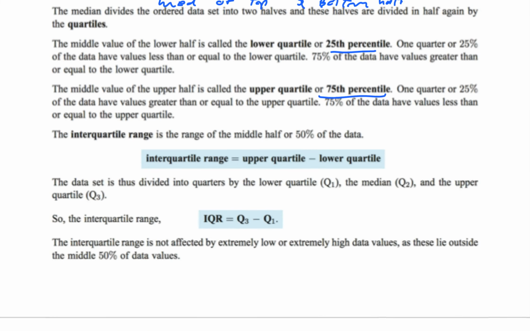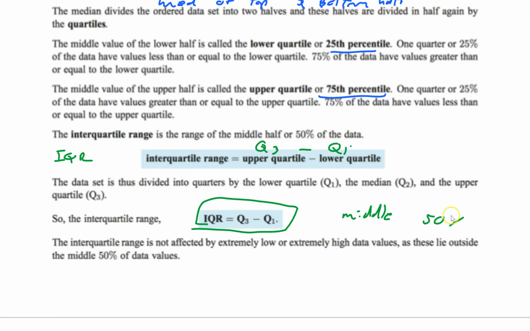The interquartile range. It's a fancy name for a lot of IQR, we call that. It's a fancy name for Q3 minus Q1. Upper quartile minus lower quartile. So you see it right here. It lets you know where the middle 50% of your data is. So this is where most of your data falls. Middle 50% of data.